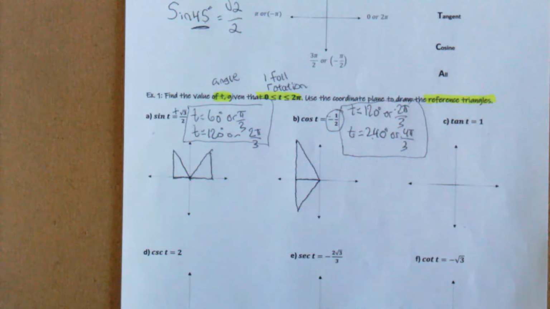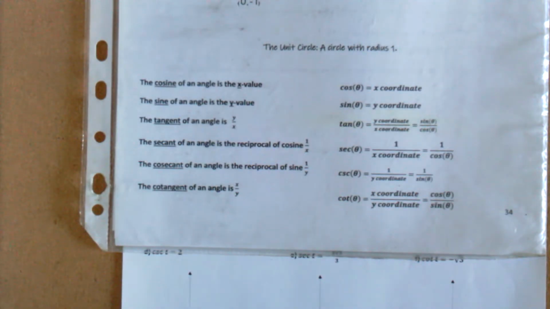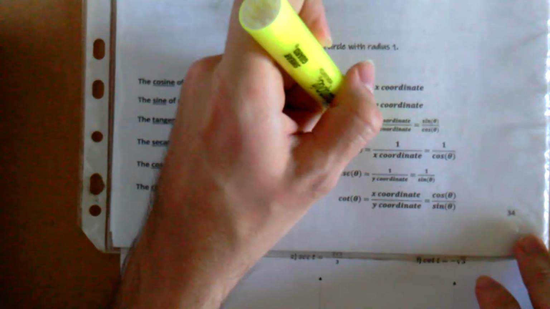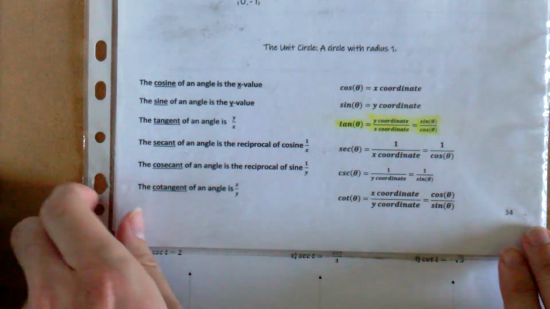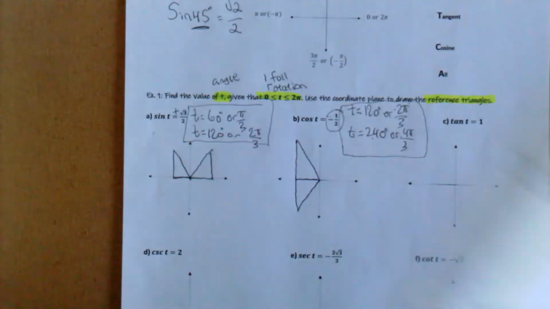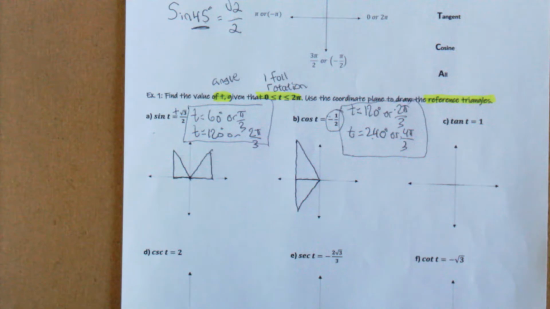what tangent means. The definition of tangent, which can be found on your unit circle on page 34, is right here. So tangent equals sine divided by cosine, or the y-coordinate divided by the x-coordinate. So what does tangent t equals 1 tell us?